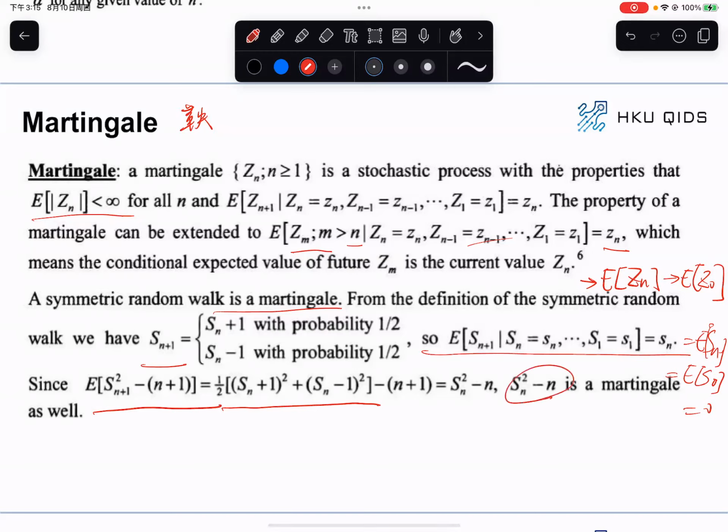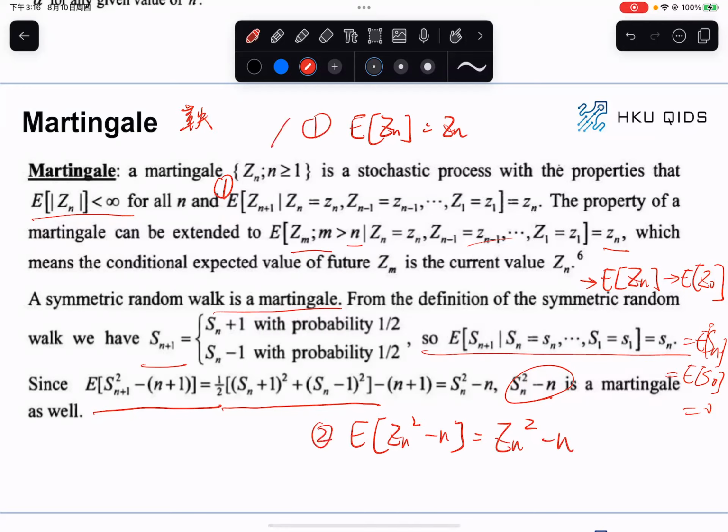Please remember this one, let's call it formula 1: the expected Z_n equals the original Z_0. And the expected Z_n squared minus n also equals the original Z_0 squared minus 0. If this is formula 1 and this is formula 2, combining these two together, we can solve for some values. We will frequently use these two equations in the questions we are going to talk about today.